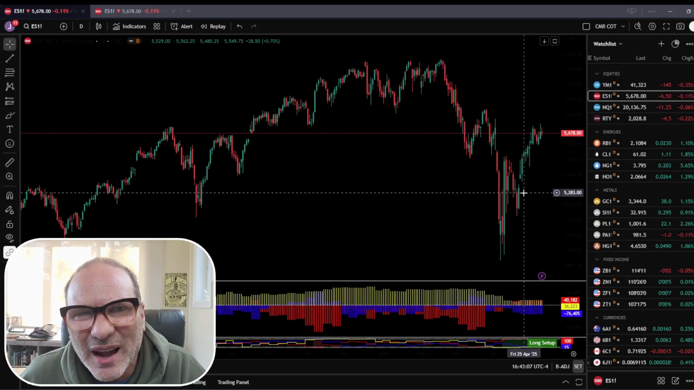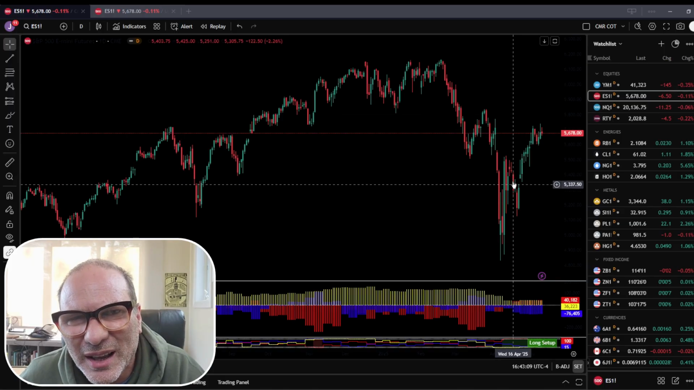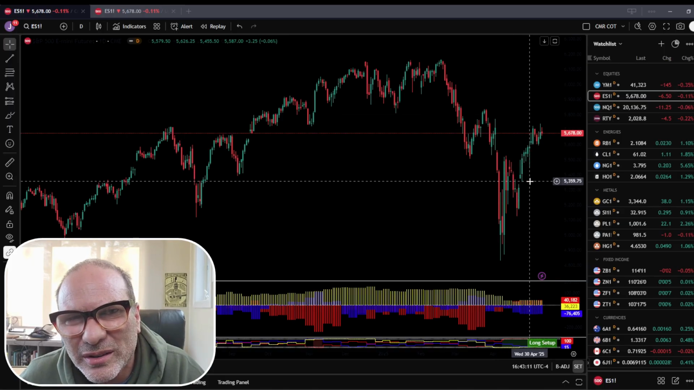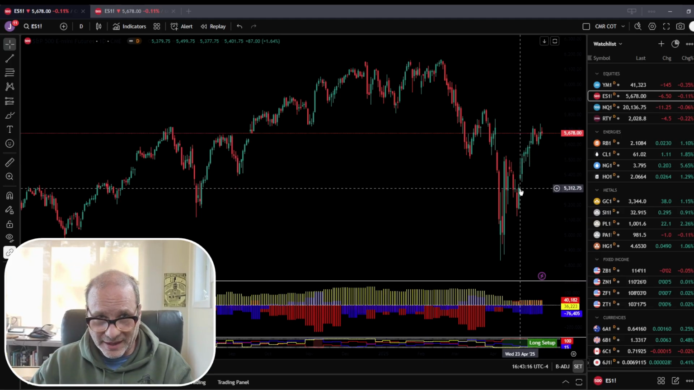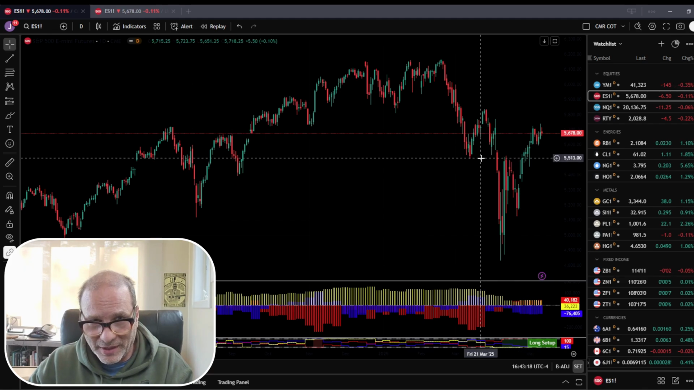It broke out on this day, and this was not a good news day. You can see from this candle that the market opened lower, right? It was quite a bit lower in the morning and then rallied because there was some bad news on that day. And yet, by the end of the day, it broke above that level.